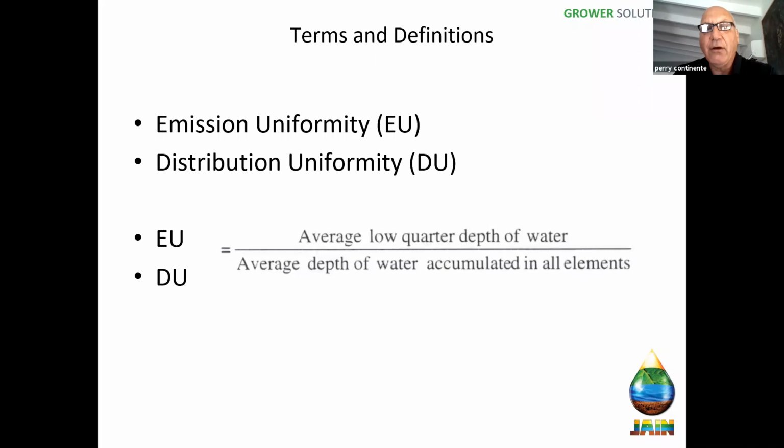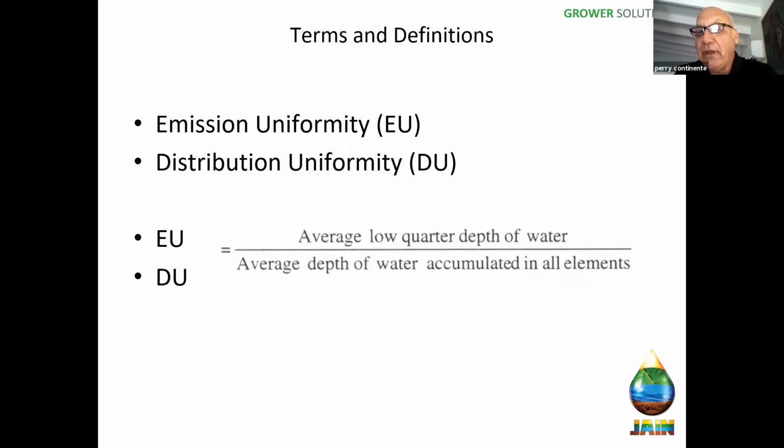And we say, okay, the emission uniformity of my single lateral might be 0.92. And the distribution of uniformity of my submain, or the pressure variation in that submain, is going to contribute to loss in DU. So the emission uniformity of my submain versus the emission uniformity of my single lateral gives me a global DU. So essentially the definition is exactly the same. So for those out there who think that there's a difference, there isn't, okay?